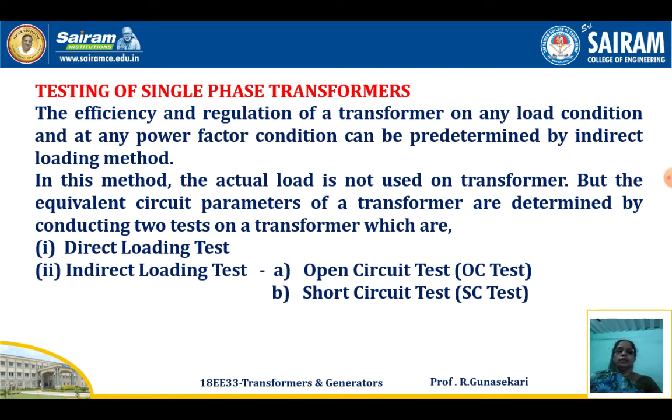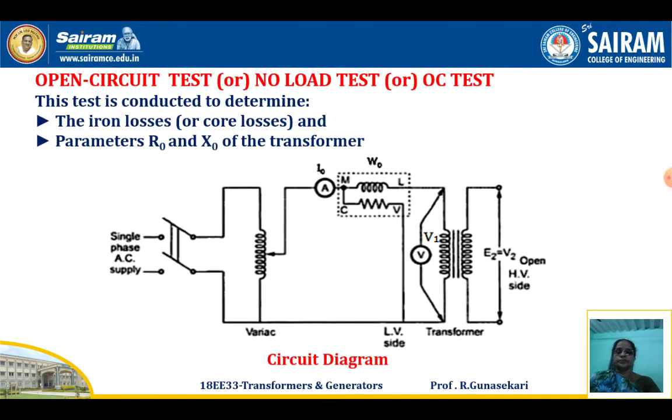In the indirect loading method, the actual load is not used on the transformer. The equivalent circuit parameters of the transformer are determined by the direct loading test and indirect loading test. The indirect loading test is again classified into open circuit test and short circuit test. Then the open circuit test: by using the open circuit test we determine the iron losses or core losses of the transformer. The second one is the exciting circuit parameters or no load circuit parameters R0 and X0 of the transformer.